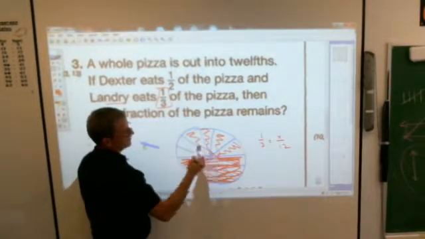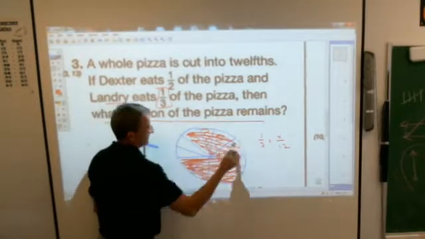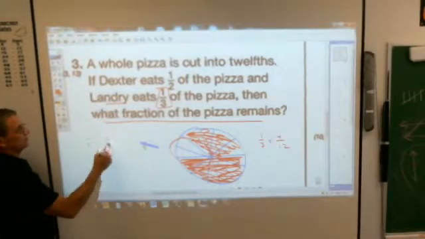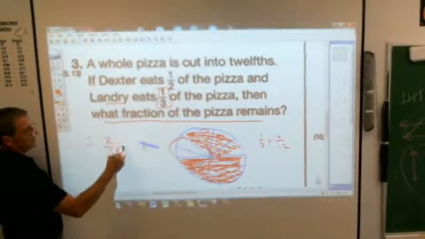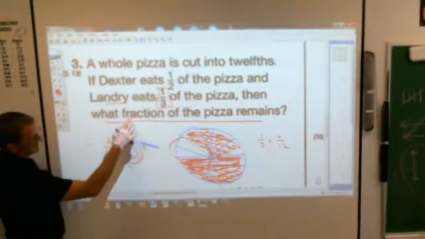So now this much of the pizza is gone. What fraction of the pizza remains? Right here, you have 2 pieces, 2 out of the 12 pieces left, which is 1/6 of the pizza.